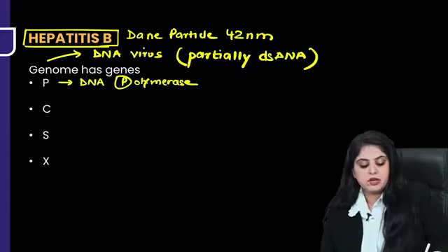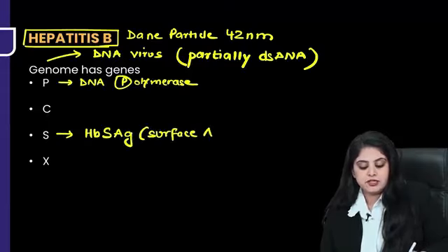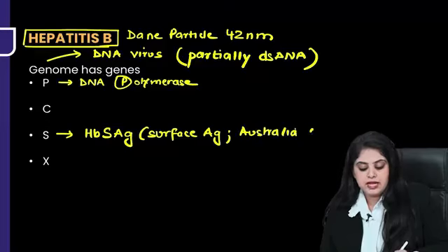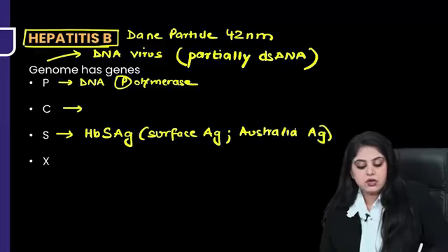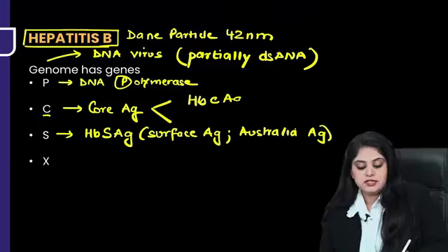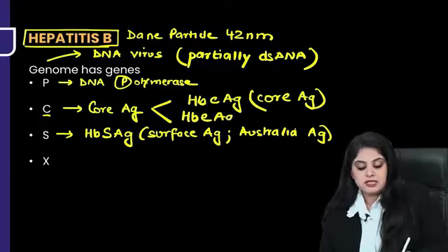Next, we have something called the S gene. The S gene will code for surface antigen. Guys, do we have any other name for the surface antigen? It has a very famous name called the Australia antigen. Then we have the core gene, C for core antigen, and this is going to actually make two antigens. It is going to make HBc antigen, which is the actual core antigen, and there is also production of HBe antigen, which is said to be the pre-core antigen.